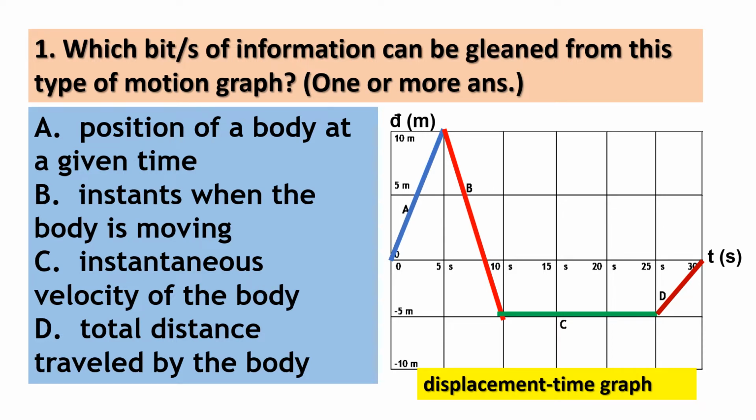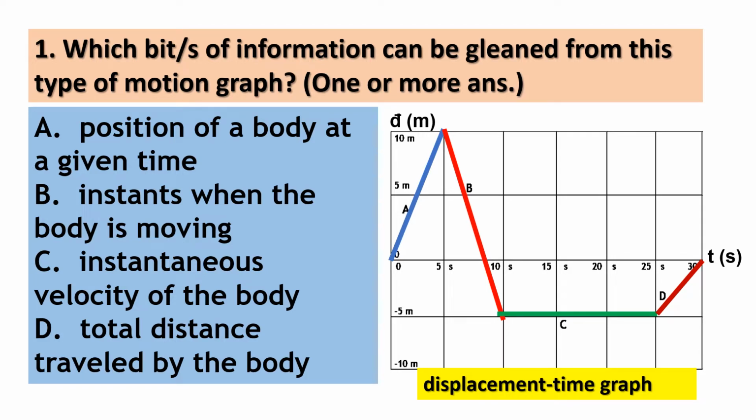Question number 1: which bit or bits of information can be gleaned from this type of motion graph? We need one or more answers. Okay, so letter A, position of a body at a given time. Letter B, instance when the body is moving. Letter C, instantaneous velocity of the body. Letter D, total distance traveled by the body.